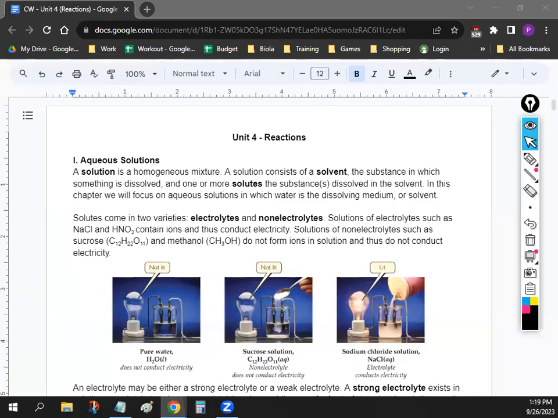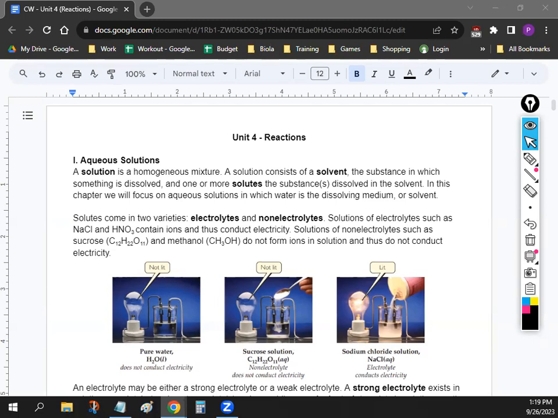All right, so unit 4 has to do a lot with reactions in solution. So let's talk about solutions first. Solutions are a homogeneous mixture. Homo means same, and so homogeneous mixtures are mixtures, a combination of different compounds, but it looks the same throughout. A good example would be salt water, right? Salt water contains salt and water, but it looks the same throughout. That's what a homogeneous mixture is.